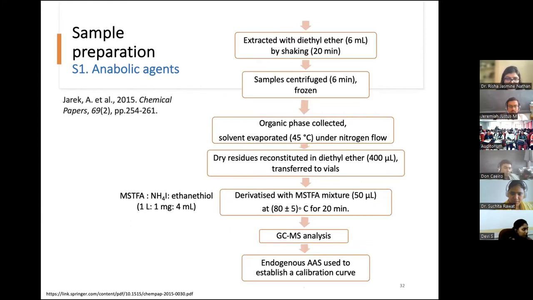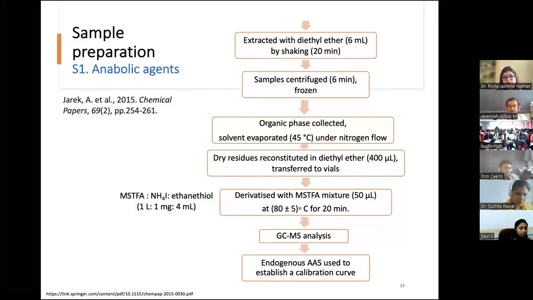Okay, derivatization. We need to do derivatization for GC methods. Why? Because derivatization will convert them into compounds that are compatible with the GC instrument. So they used MSTFA. It is one of the most popular derivatizing agents in GCMS. Okay, and then GCMS was performed.